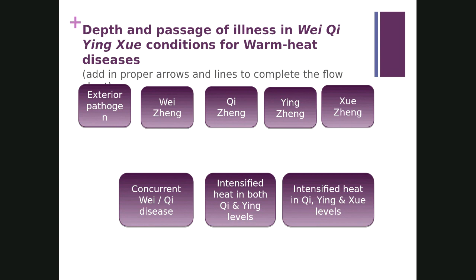External pathogens, Wei pattern, Qi pattern, yin pattern, blood pattern, concurrent Wei and Qi disease, interstitial heat in both Qi and nutritive level, interstitial heat in the Qi, yin, and blood level. So you need to make lines to connect them. So this one, is that right? And the rest I'll leave for you to draw. Very simple. You don't even need your brain, you can work it out.